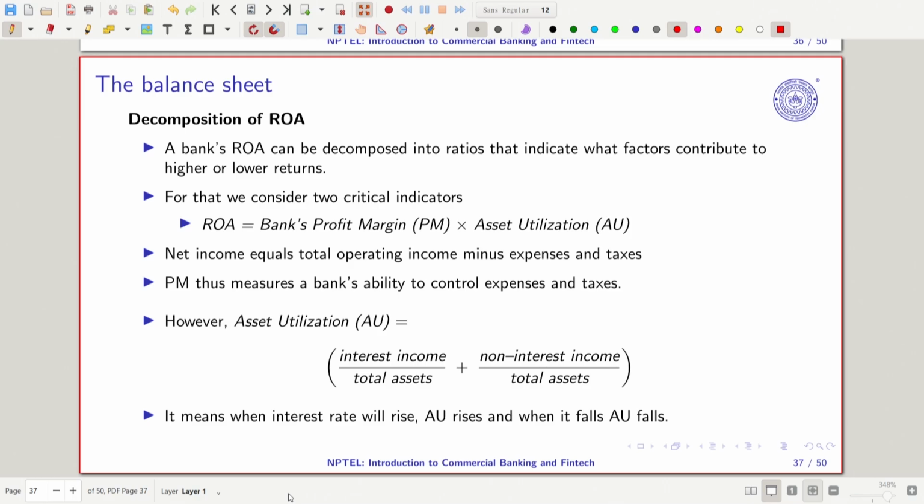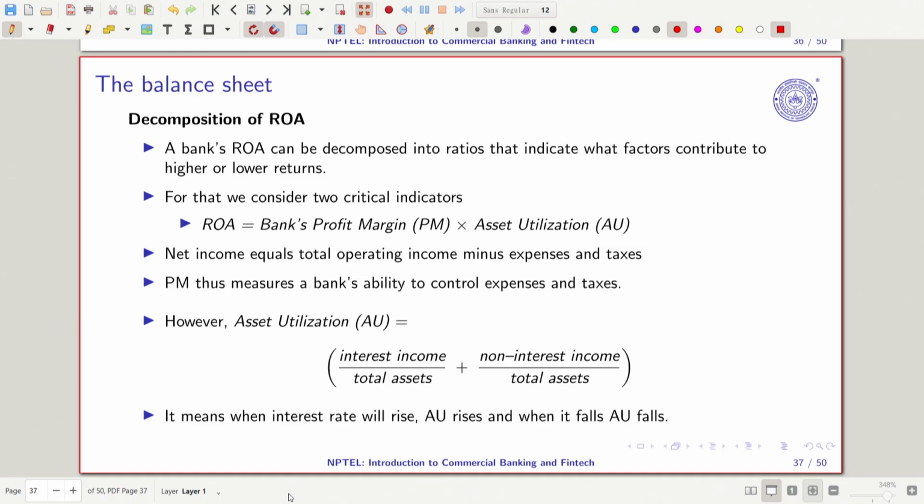If they are getting a deposit of 10,000 rupees, after keeping CRR, SLR, suppose they are left with 9,000 rupees of cash, are they efficiently using it for getting more income, which means their asset size is increasing or decreasing. So utilization matters, right? So here we have asset utilization of interest income upon total asset plus non-interest income upon total asset. So here we have interest income plus non-interest income upon total asset.